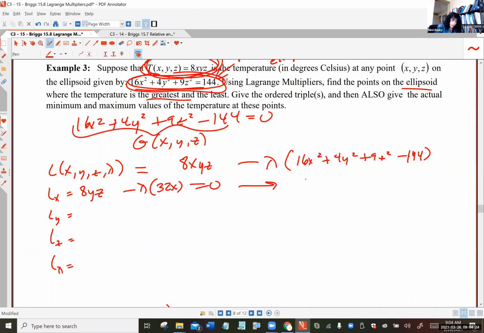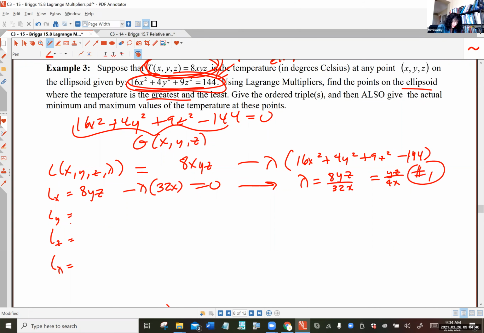And while I'm here, let's just solve it for lambda. So I get lambda equals 8yz over 32x. And if I reduce this a little bit, because 8 divided by 32 is 1/4, I'll get yz over 4x. Save that for later and call that number 1.